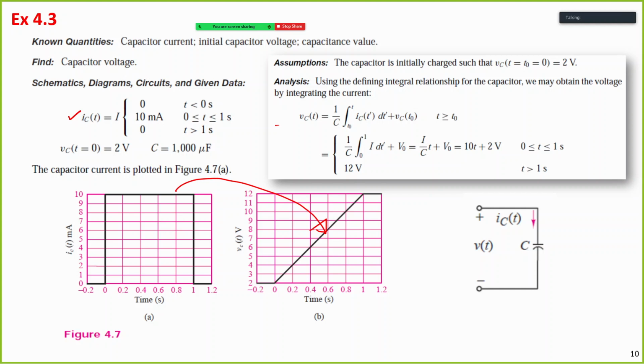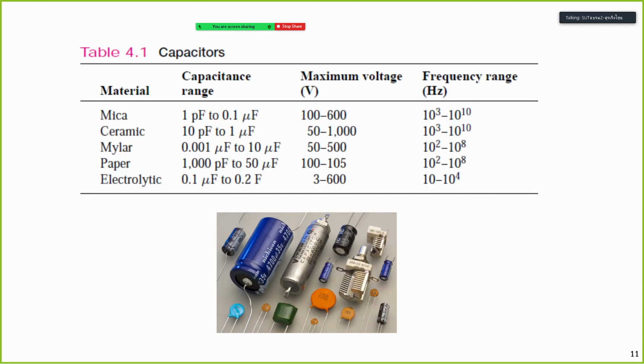Okay. So this is the property of the capacitance. The voltage changes, the current is there. The voltage is constant, no current flows, right? Okay, and this is the capacitance value of different types of capacitors. It depends on whether it's made from mica, ceramic, mylar, paper, or electrolytic. Okay.